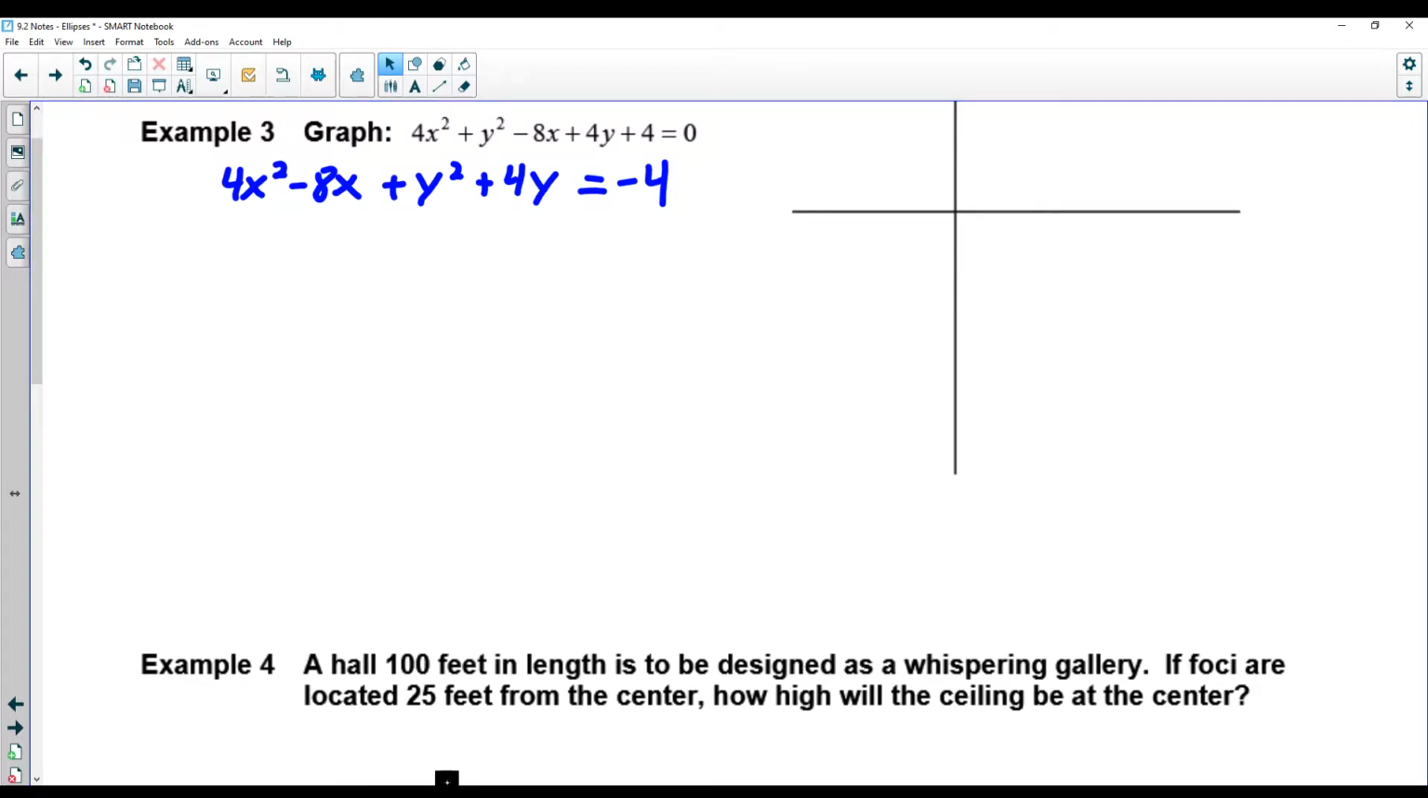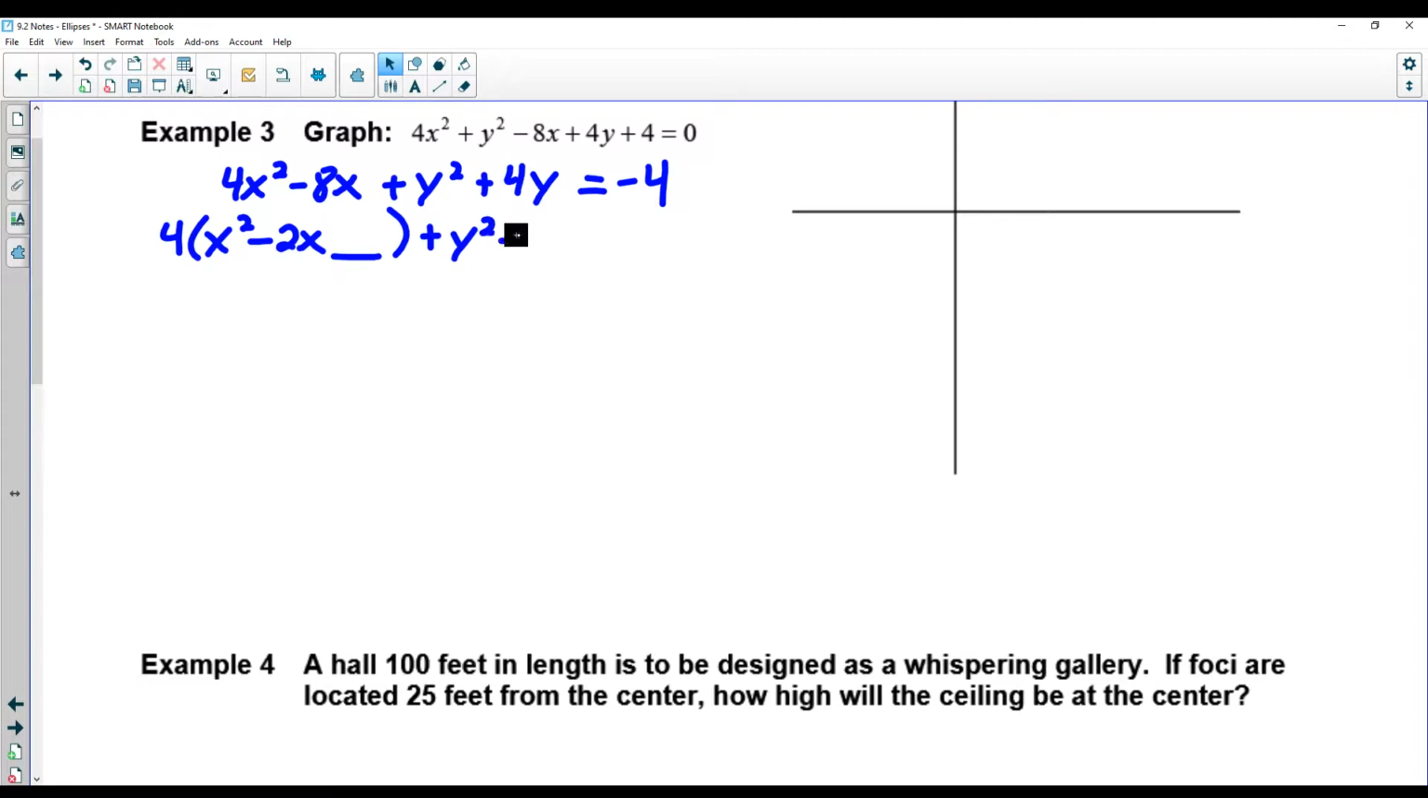But you can't do complete the square yet because you've got a 4 with this x squared, and it's got to just be x squared to complete the square. So I'm going to pull the 4 out, and I get x squared minus 2x, and then leave a space so you can complete the square. And I don't have to pull anything out of the y's because it's already a 1 in front. So I'm just writing it down.